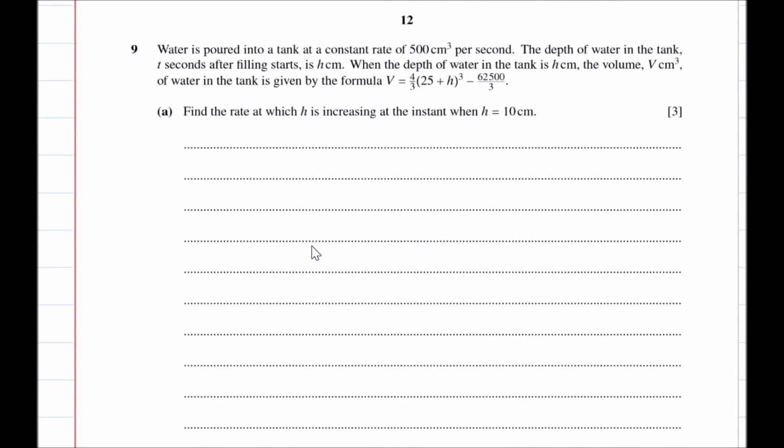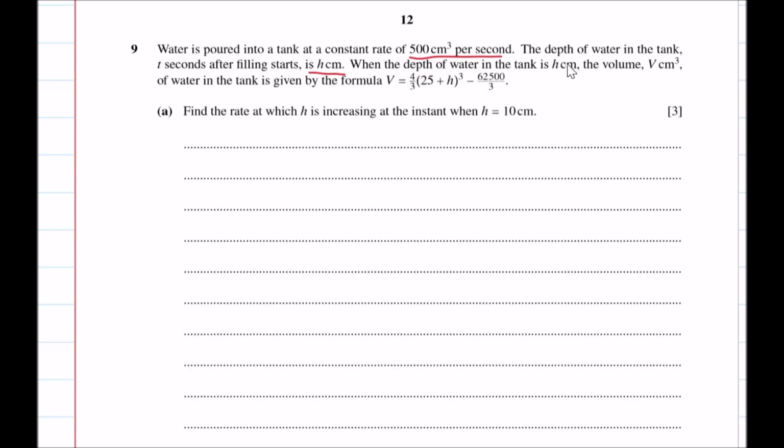Let's go to question number 9. Water is poured into a tank at a constant rate of 500 centimeter cube per second. So let us highlight what is given here. The depth of water in the tank t seconds after filling starts is h centimeter.